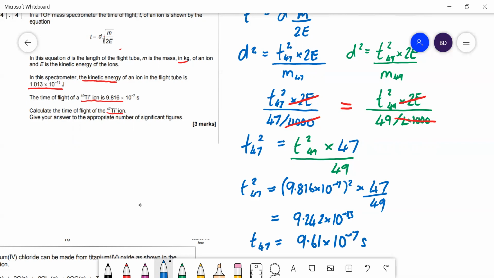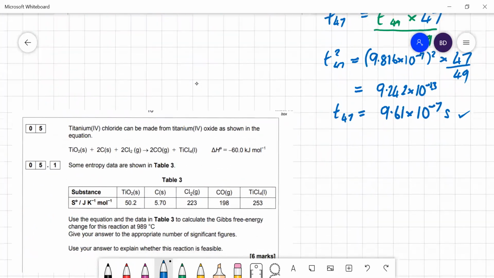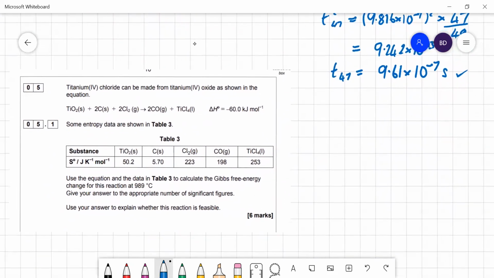Right, let's give it a quick common sense check. Look, it's about the same time as the 49, which seems about right, but is a little bit smaller, and it should be a bit smaller because it's a little bit faster because it's lighter. So that seems like a good answer. Okay, now let's do the last question of this half of the paper, and do the next half of the paper in the next video.